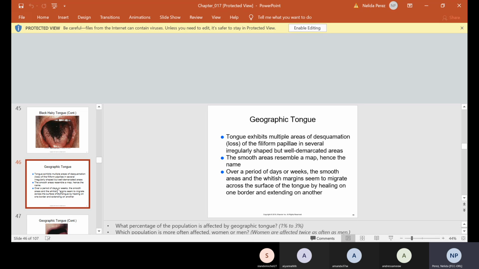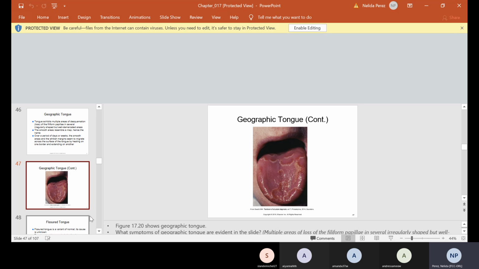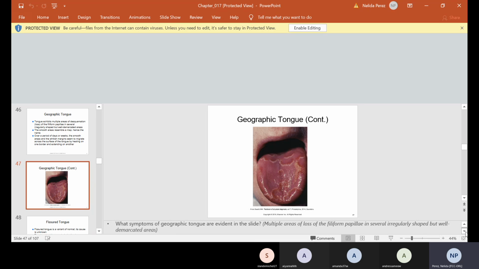Only about 1 to 3% get this, and women are affected twice as often as men, and it looks like this. So you see those patches. Okay, some of them are irregularly shaped but well demarcated areas, so they do look like a map.